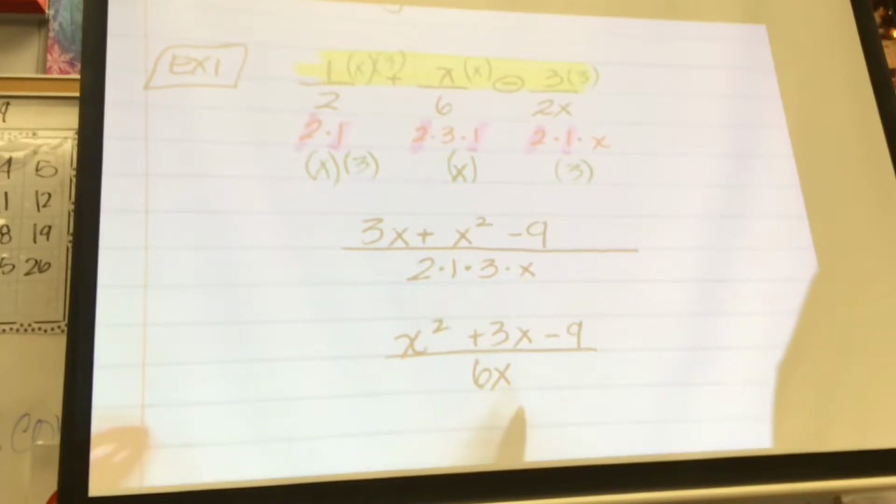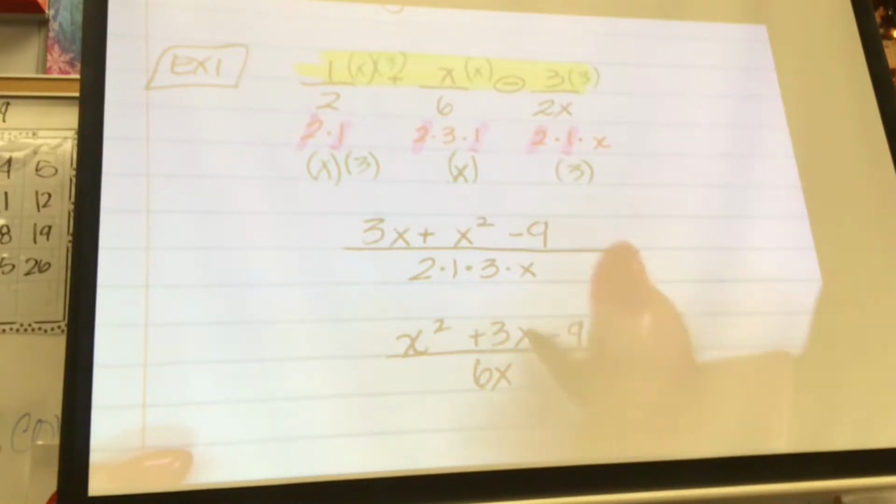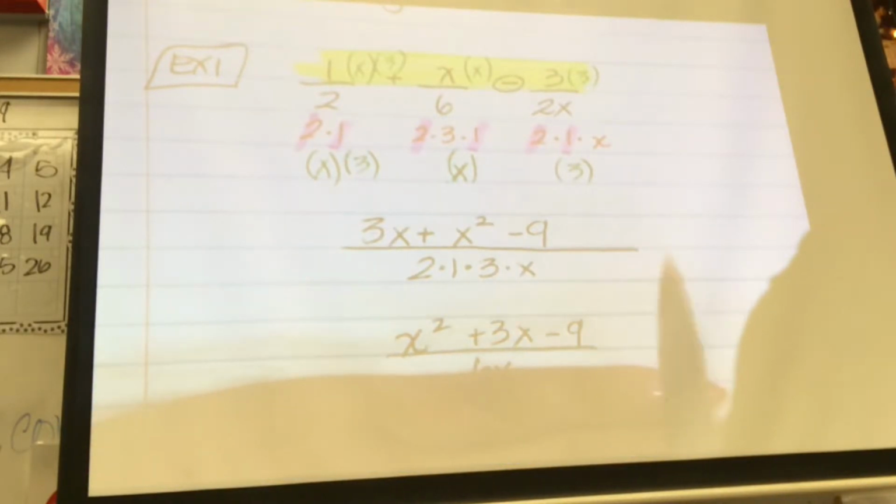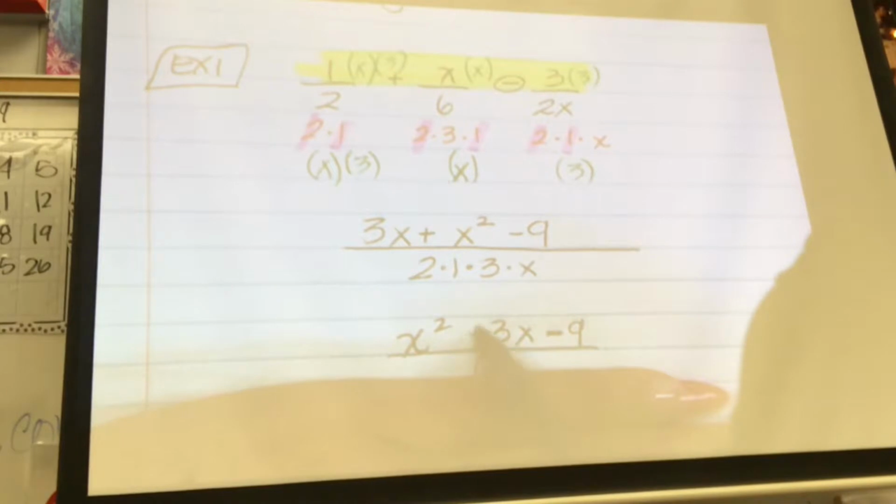All right. Now, I want to see if there's anything I can simplify. Am I allowed to cut these x's out? Yes. No. Why not, Deshaun? All right. What do I notice? These two and these two are attached with a plus and a minus.